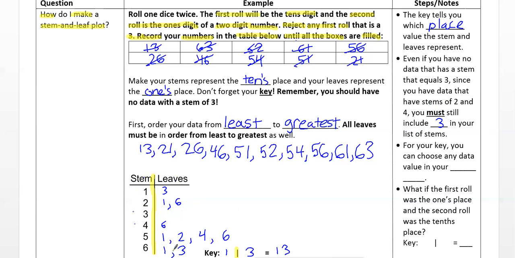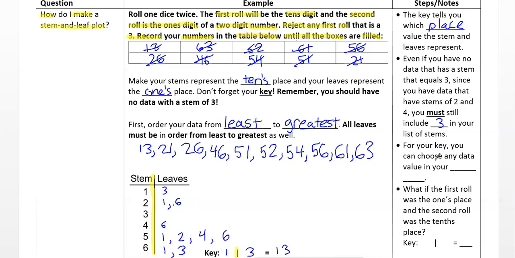Why? This is a data display. A display is when you can show all the data in some sort of organized picture. And we need to show that 3 because it's weird. We had no data in the 3s, right? And if you are doing statistics, you want to be able to point that out. If you skipped 3, you wouldn't be able to see it.